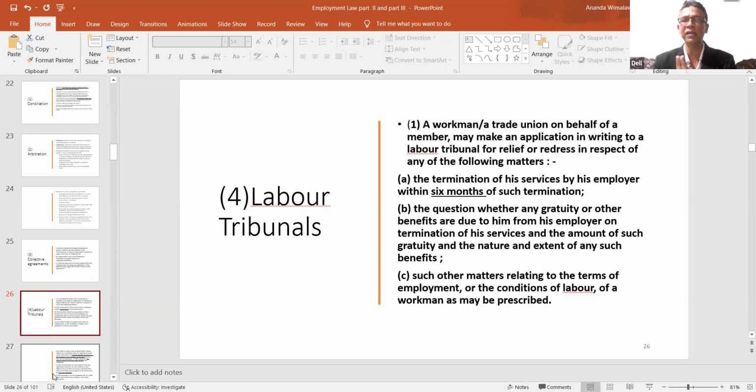Let me tell you. According to the provision of this Industrial Dispute Act, if your employment is terminated by your employer, either on disciplinary ground or whatever it is, you, or on your behalf your trade union if it is representing you, can lodge a complaint or make an application to the labor tribunal within 6 months from the date of such termination. Okay, take your note. Labor tribunals, the topic.